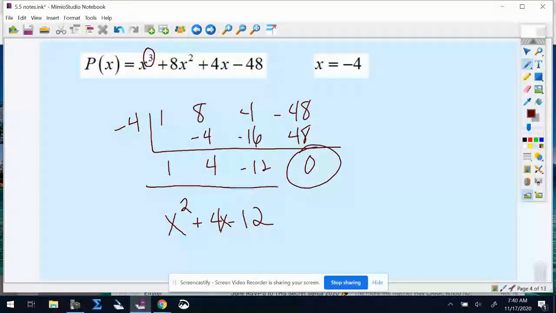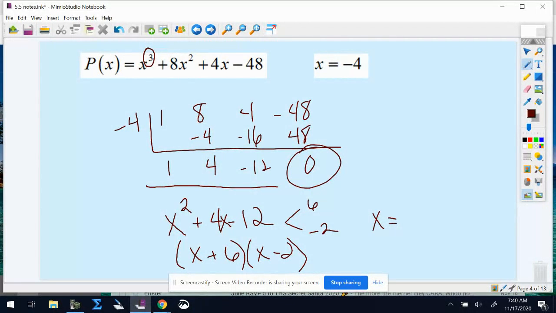If I want to find the additional solutions, now I'm left with something that I can factor. I need 2 numbers that multiply to get -12 and add to get 4. So we still do a lot of factoring in this chapter, even at the end. So my factors are x plus 6 and x minus 2, which means my other solutions are -6 and +2.